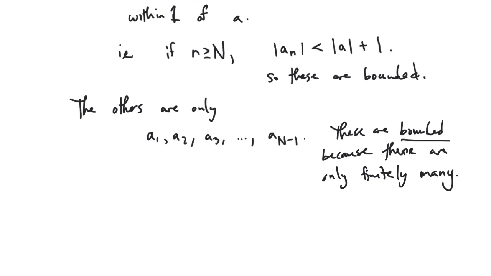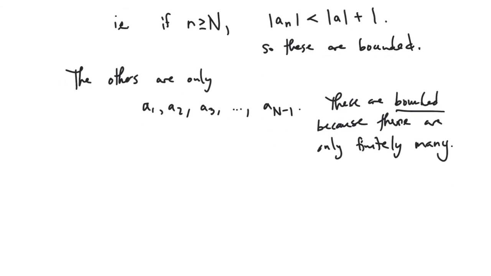Okay, so can I just say the conclusion here? We're pretty much done here. We've demonstrated that for the terms close to the end, they're all bounded by absolute value A plus 1. And the ones at the beginning, they're bounded just by whichever one is the biggest.